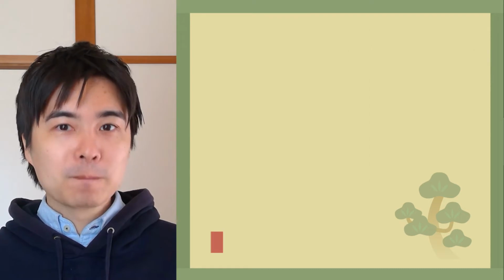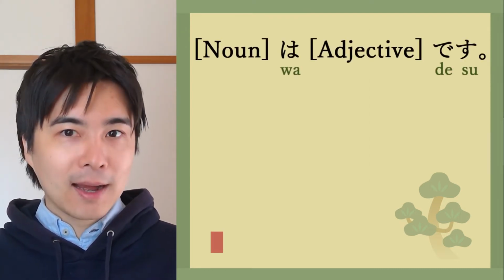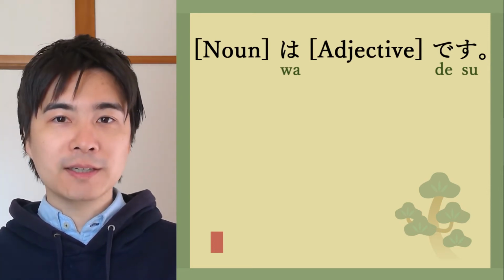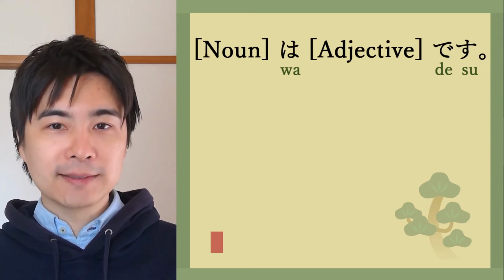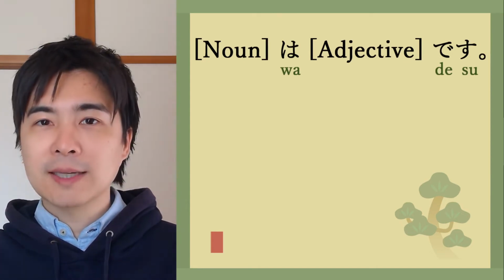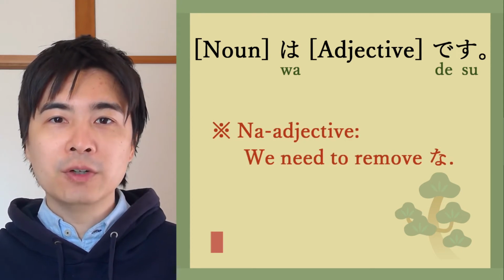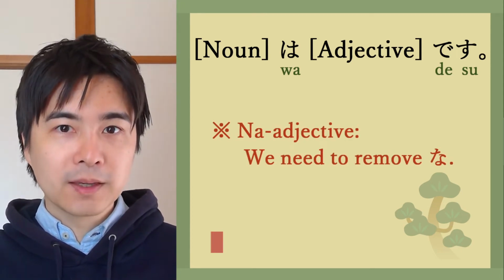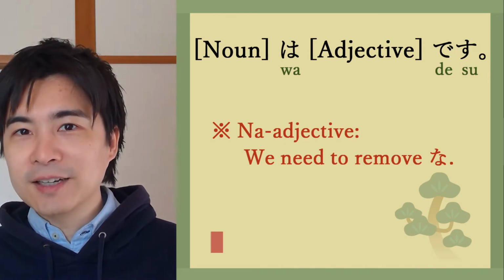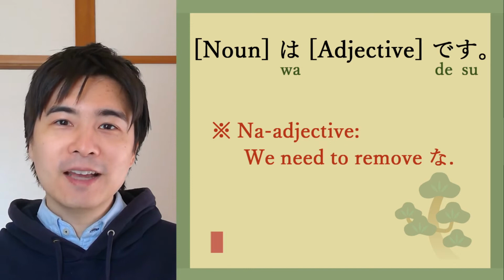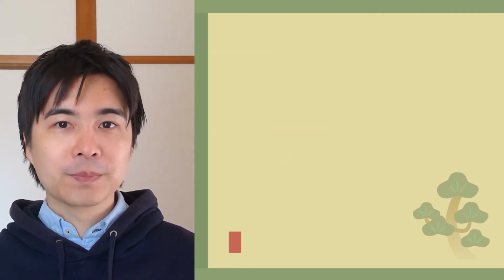In this chapter, we learn the sentence pattern. Noun は adjective です。When we use an I-adjective, you just need to assign the I-adjective in this sentence pattern. But when we use a Na-adjective, we need to remove the last letter Na from the Na-adjective. Is it a little bit confusing? I hope you understood. Then let me ask some questions.